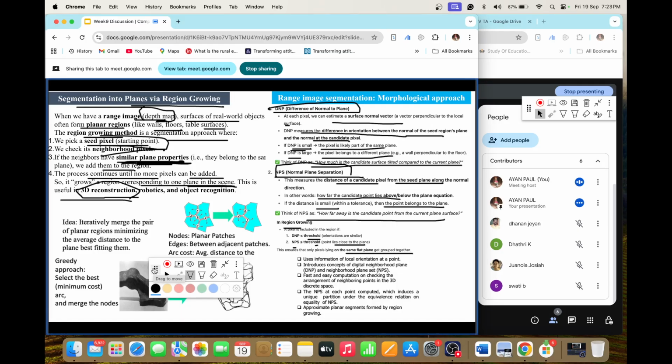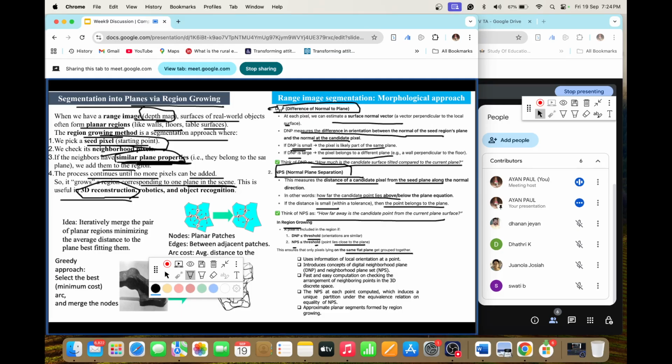First we take a seed pixel, and then we check the neighborhood pixels, which are also called candidate pixels. For each candidate pixel, we check if it has a similar plane property to our seed point. If it does, we add it to the seed point, and we keep on adding neighbors that have similar plane property, and this one seed point grows into a region. That is known as region growing. Now, how do we determine the similar plane property?